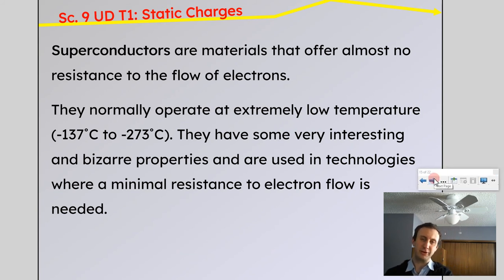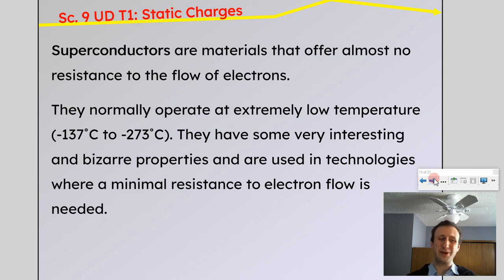Superconductors allow electrons to move through incredibly freely. They're amazing. They offer almost no resistance to the flow of electrons, and as a result, they do some pretty crazy things. I'm going to show you some videos on that. But the trick with superconductors is they normally require an extremely low temperature, super cold, in order to superconduct. So normally, minus 137 degrees Celsius to absolute zero, negative 273 degrees Celsius.